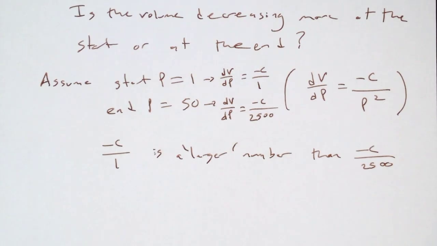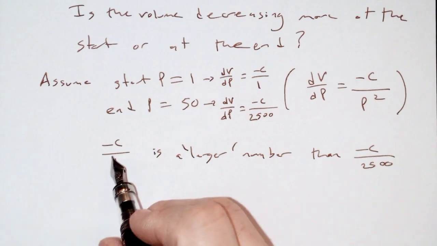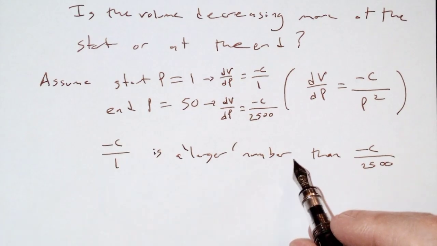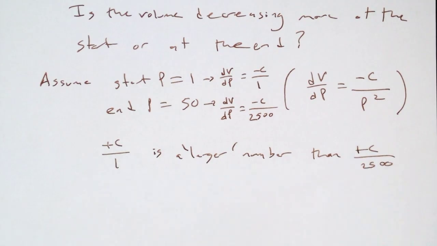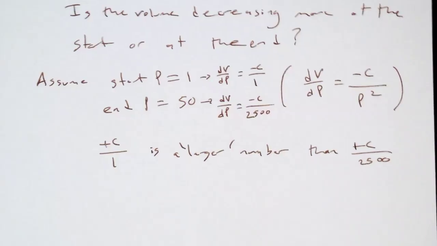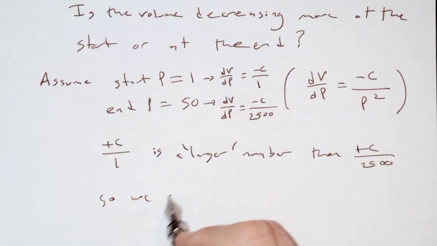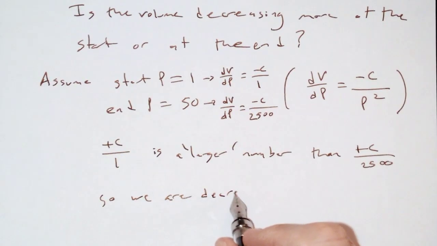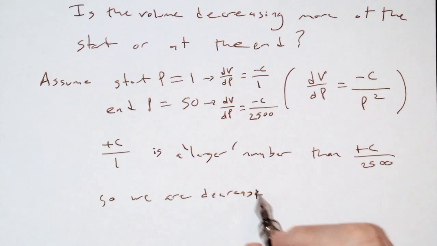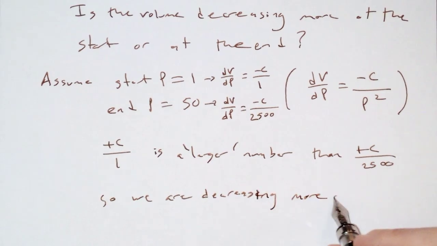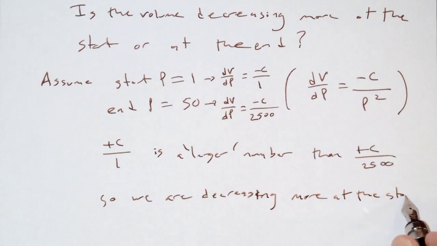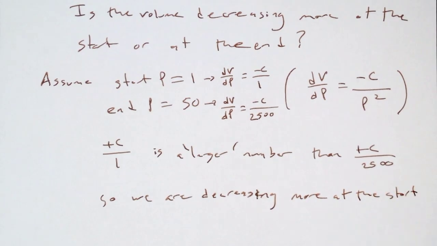I put larger in quotes here because technically this number is going to be more negative than this one. So I want to use the word smaller, but it's larger in value. Does that make it better? So we are decreasing more at the start. Hey, wait a second.